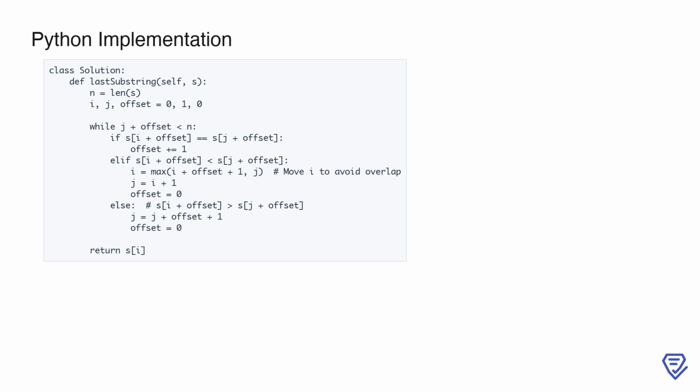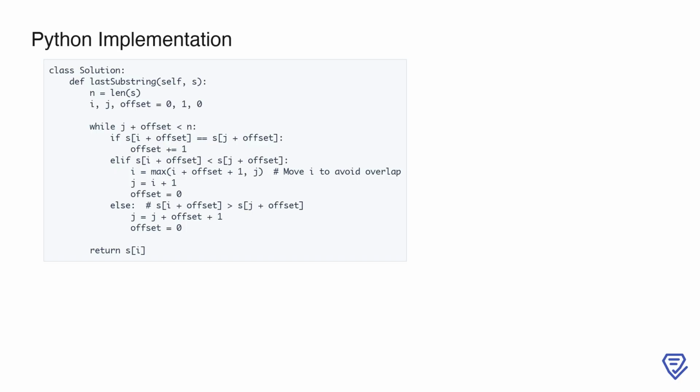If s[i + offset] > s[j + offset], the current substring starting at i is still better. Move j to start at the next character and reset offset. 3. Final result. When the loop terminates, i points to the start of the lexicographically largest substring. Return s[i:].